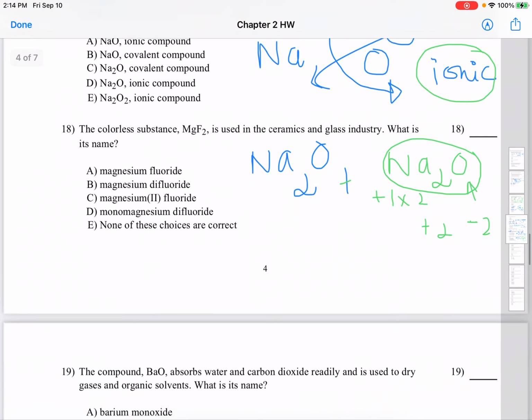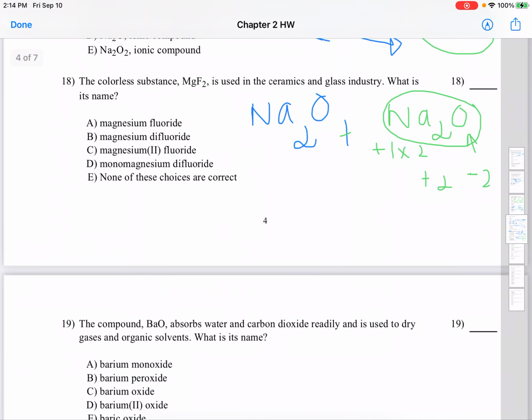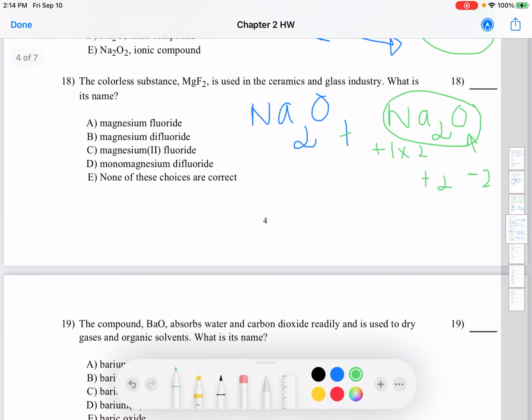Number 18, MgF2. What is its name? Magnesium. Again, you find out where magnesium is located in the periodic table. Magnesium is in group 2. So the group 2 ions normally form plus 2 charges by losing 2 electrons, positive charges, cations.